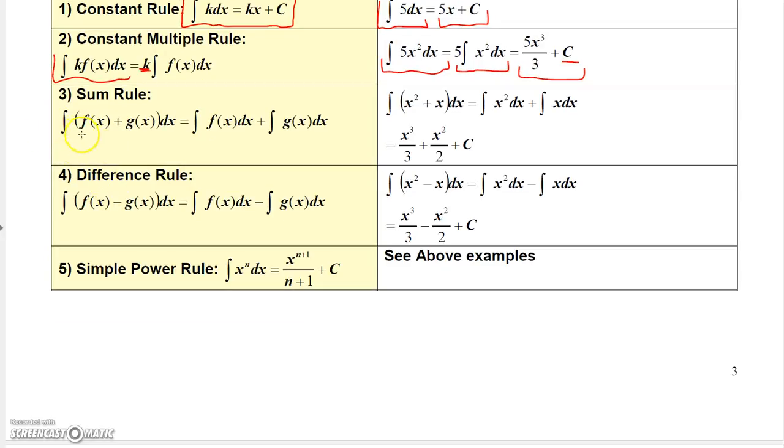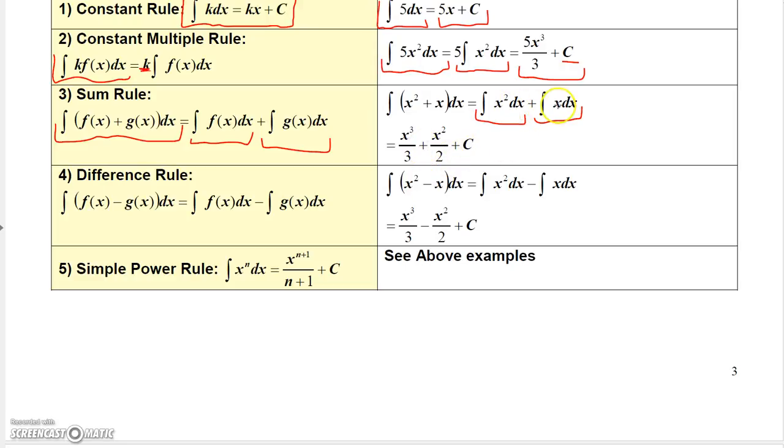So we don't have to concern ourselves with what the constant is at this time. And then there's a sum rule and a difference rule. If you want to integrate the sum of two functions with respect to x, then it would be the integral of the first function with respect to x plus the integral of the second function with respect to x. So if you wanted to integrate x squared plus x with respect to x, then you simply integrate the x squared function with respect to x, and then integrate the x function with respect to x and add them together. And you can do those with the power rule, and you get x cubed over 3 plus x squared over 2, and then plus a constant. And again, you only need one constant.